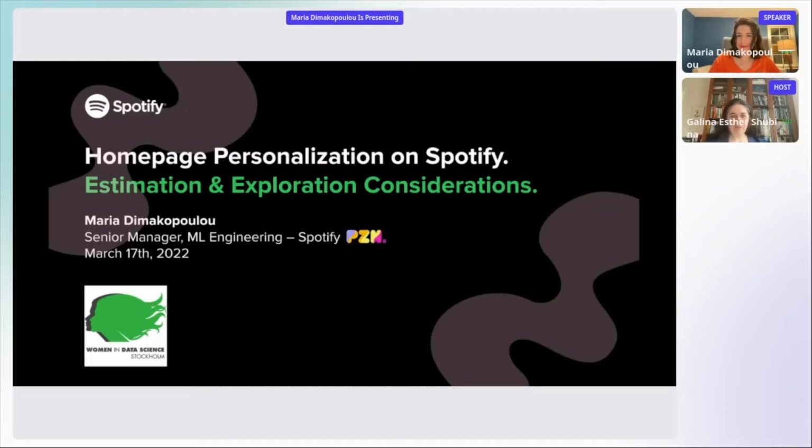So Maria Dimakopoulou is a senior machine learning engineering manager in the home personalization team at Spotify. The focus of her team is combining cutting-edge advances in machine learning, causal inference, and reinforcement learning with scalable engineering to run Spotify home recommendations. And before that, Maria was at Netflix, and before that at Google.